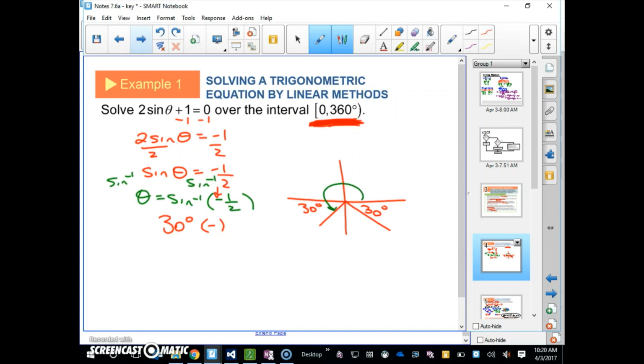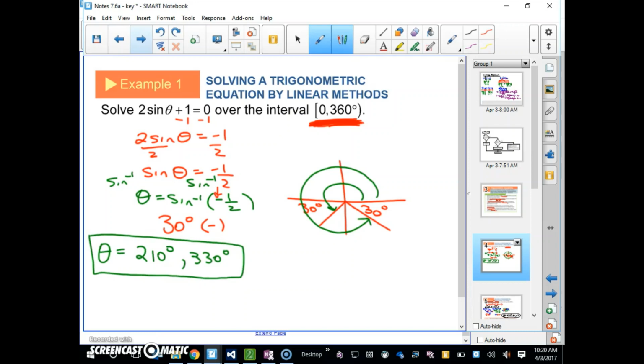And so there's one in the 3rd quadrant. That's 30 degrees past 180. That's 210. And then there's one in the 4th quadrant. That's 30 degrees before we get all the way around to 360. That's 330. So when we try to solve this equation, the variable is theta, and that's what we've just found. We've found 2 different answers. Theta equals 210 degrees and 330 degrees.